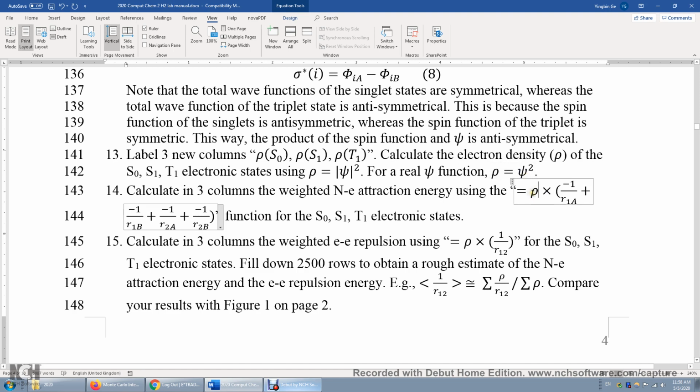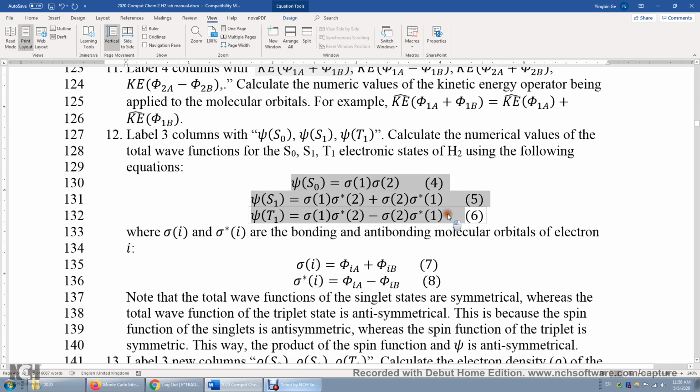So basically, we just need to evaluate the numerical value of psi squared times the sum of these 4 attraction terms. Why 4 attraction terms? Well, you have 2 electrons and 2 nuclei, so 4 attraction terms. If you have 20 electrons and 5 nuclei, then you have 20 times 5, 100 attraction terms. Again, you just use this to compute the attraction integral for the 3 different electronic states. These 3 electronic states have different wave functions. Again, the wave functions are here.